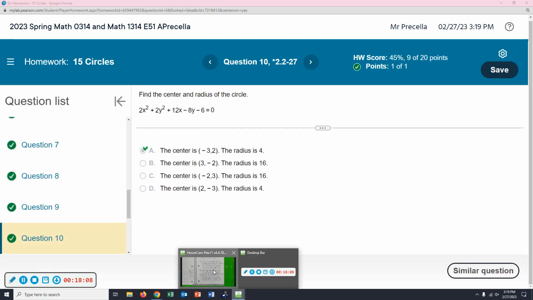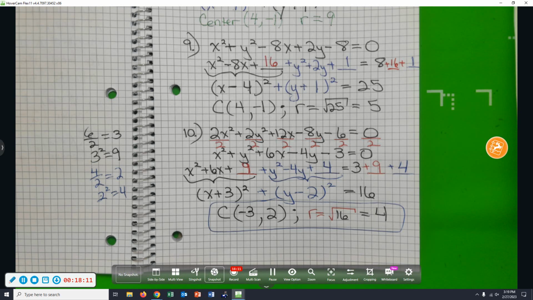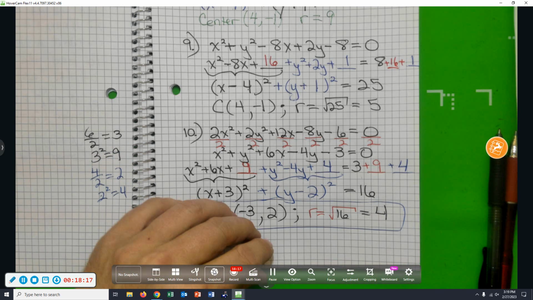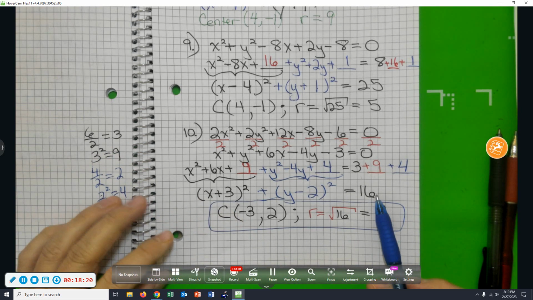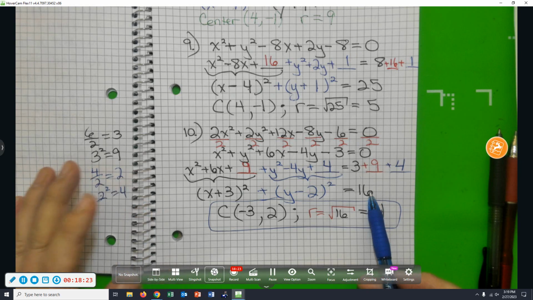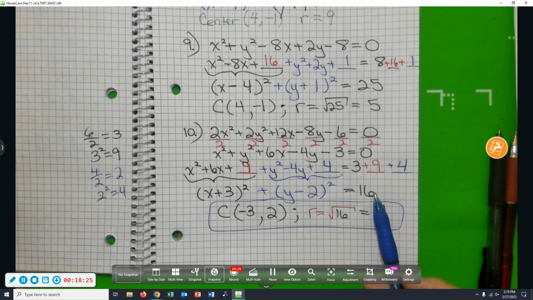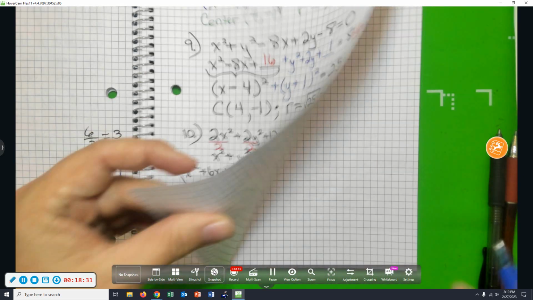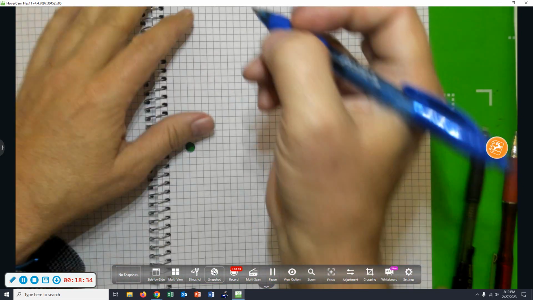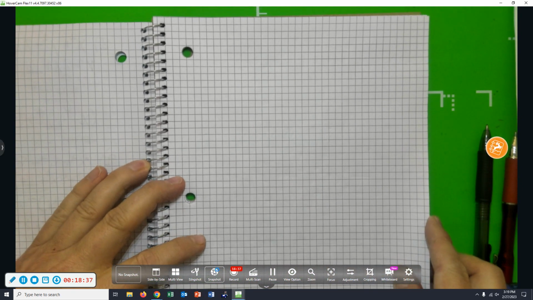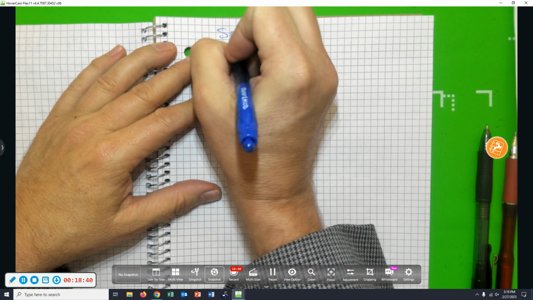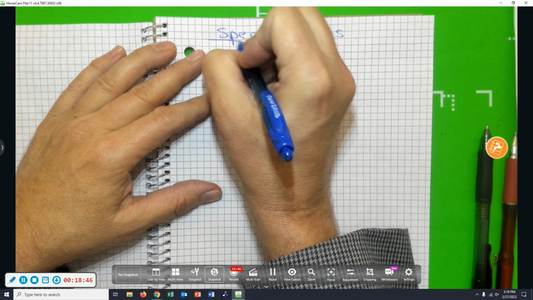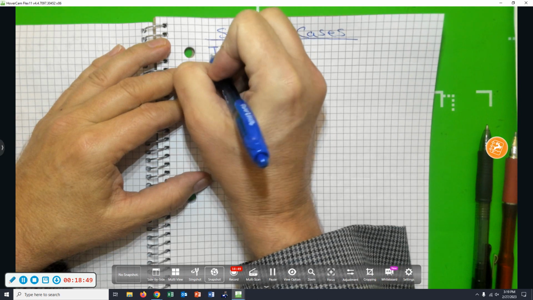Let's take a couple of special cases. Three special cases. First of all, any questions here on number 10? Now, let's look at this. We said that this number over here needs to be positive, so you can take the square root and you get a radius. Let's state a couple of special cases. The first special case.